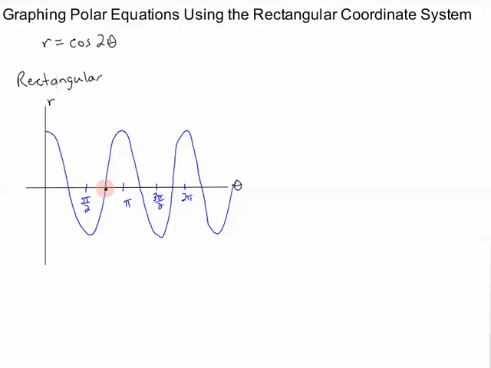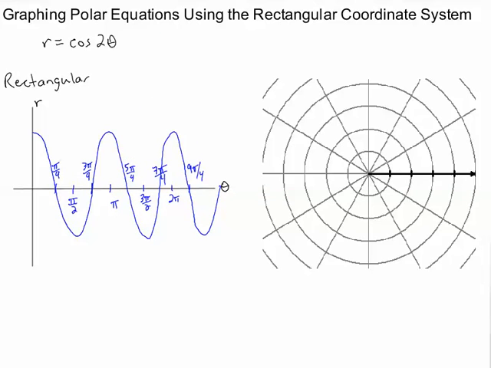We could even name these points here: 3 pi over 4, pi over 4, 5 pi over 4, 7 pi over 4, and finally here would be 9 pi over 4, and we could keep naming points if we wanted to. My point is, now you can clearly see what happens to r as theta gets bigger and bigger. So let's graph this on the polar plane now.